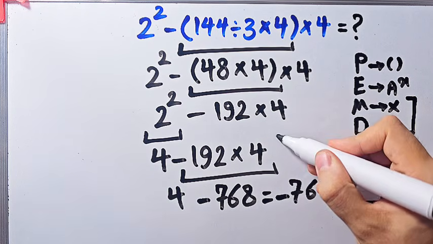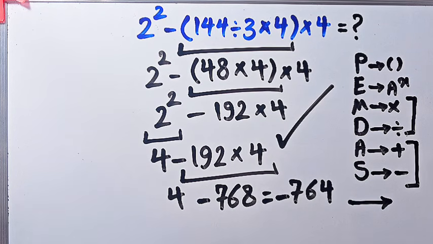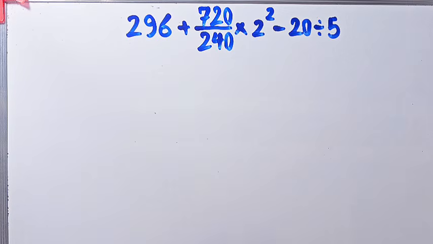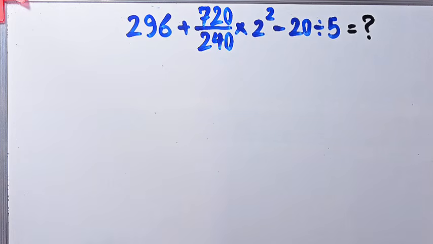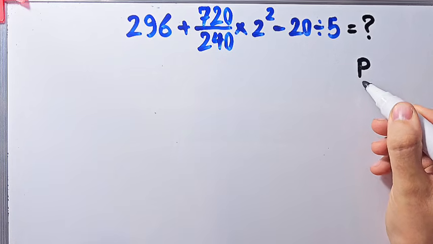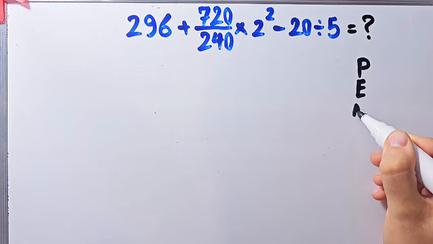Okay guys, let's solve another question about PEMDAS rule. 296 plus 720 over 240 times 2 to the power of 2 minus 20 divided by 5. What is the answer of this question? We have addition, division, multiplication, exponents, subtraction, and another division. Again, to solve this question, we need to follow the PEMDAS rule.